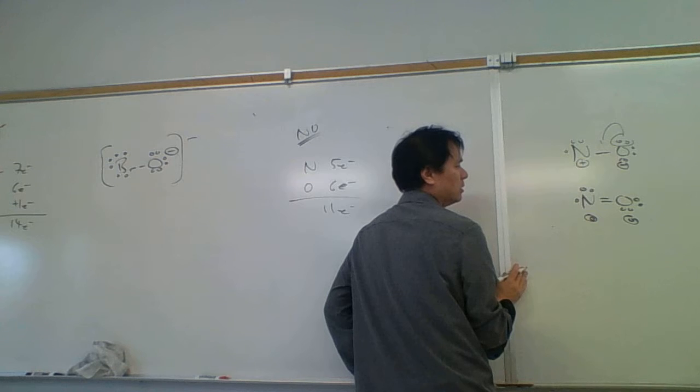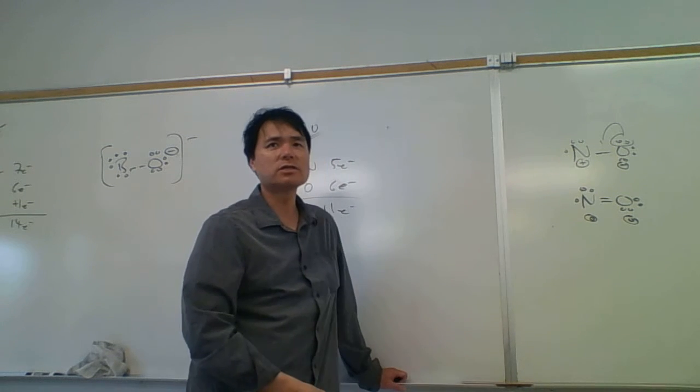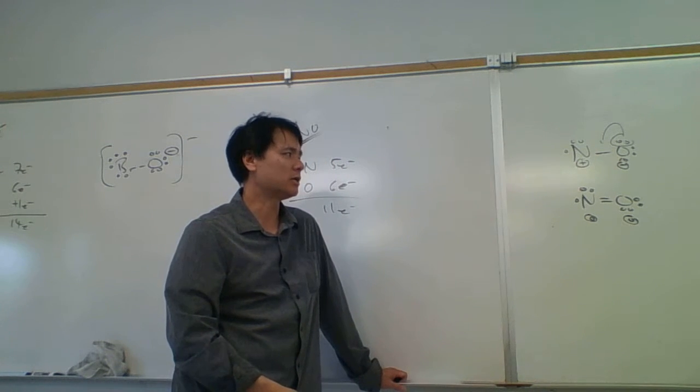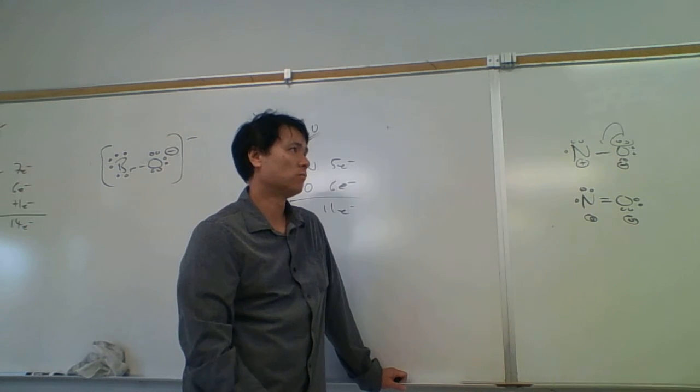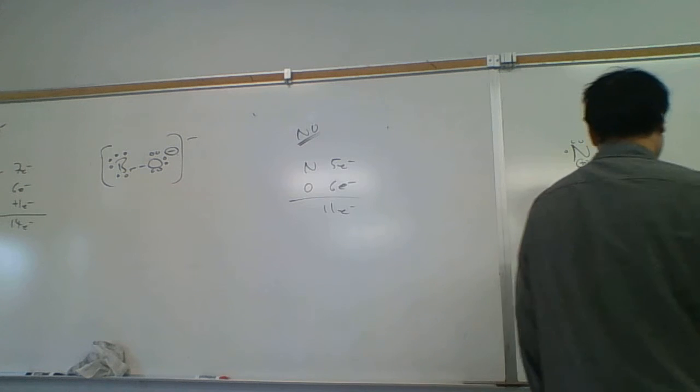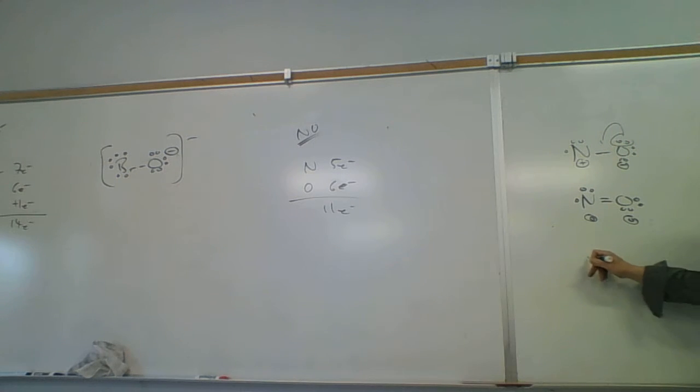So this is good. But there's still one more problem with this. Oxygen's fine, it has an octet, but nitrogen, does it have an octet? No. And so what we might try to do is we might try to form a triple bond. Drop that. We form a triple bond like this.